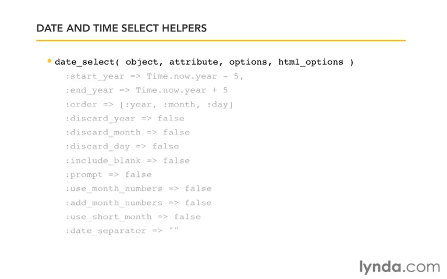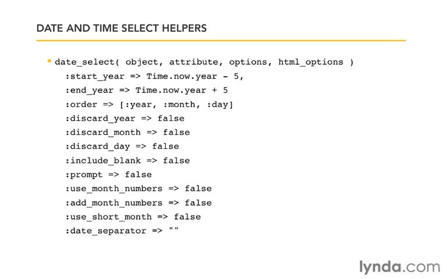Let's take a look at some of those options. As I said, we can pass in the start year and the end year. I've shown you what the defaults are there. The order will determine what order these 3 different select option tags ought to appear. By default, it's going to be year, month, day, but it's very common you might want to rearrange it to month, day, and year. If we're not interested in the year, the month, or the day, we also have the ability to say discard year true, and it will just not include that one.